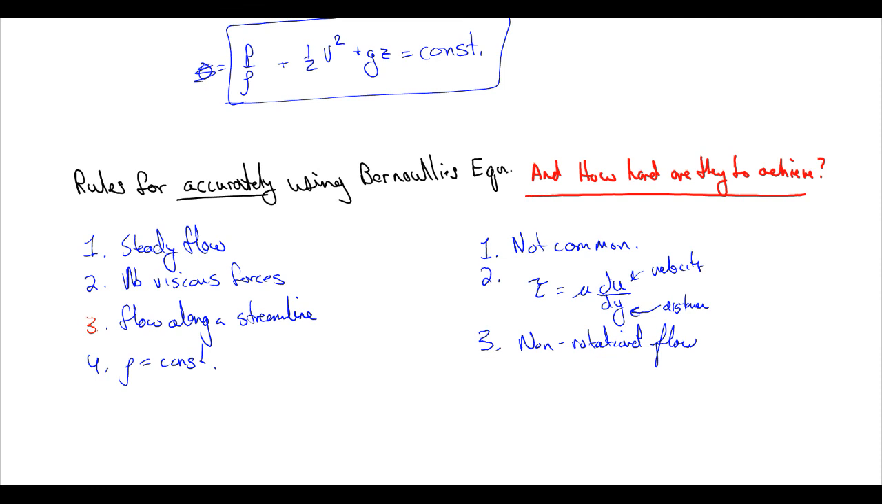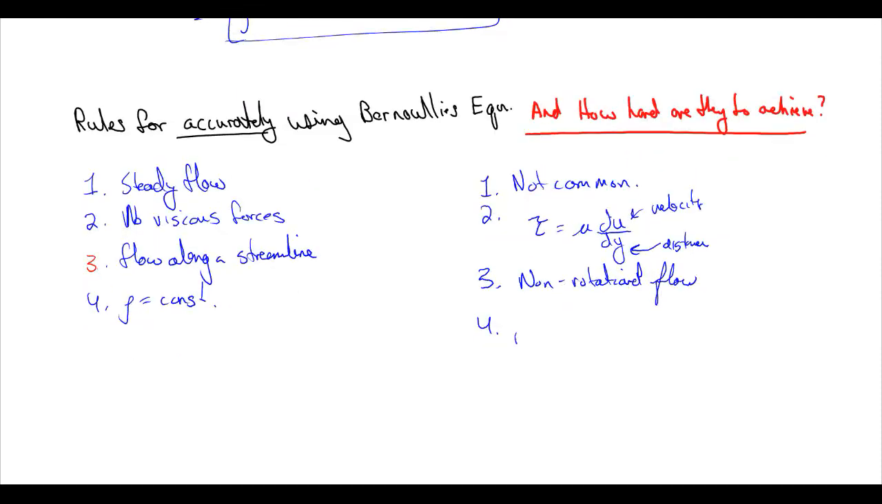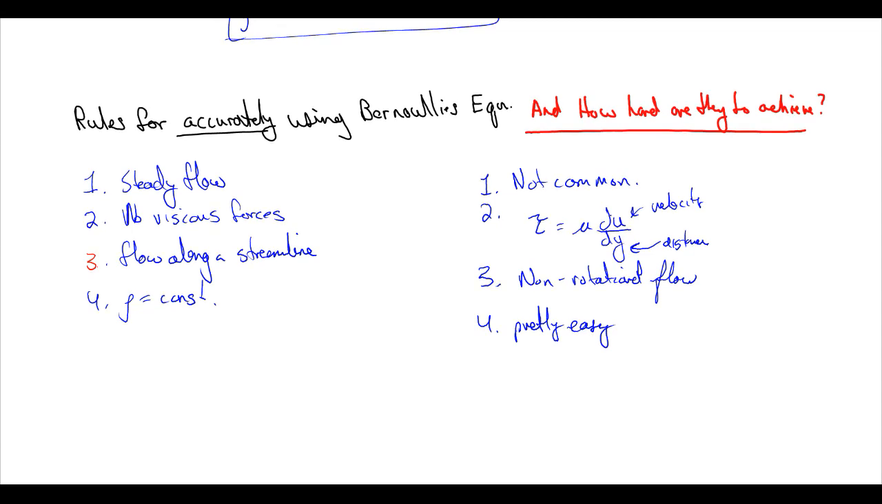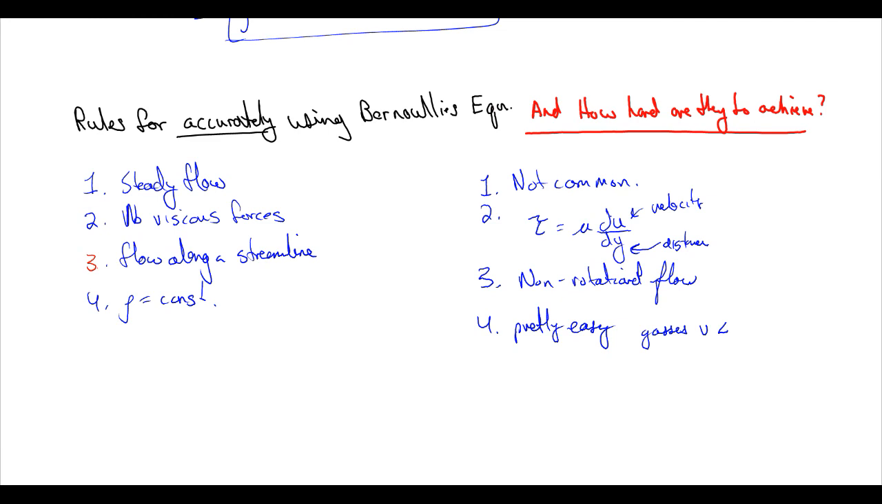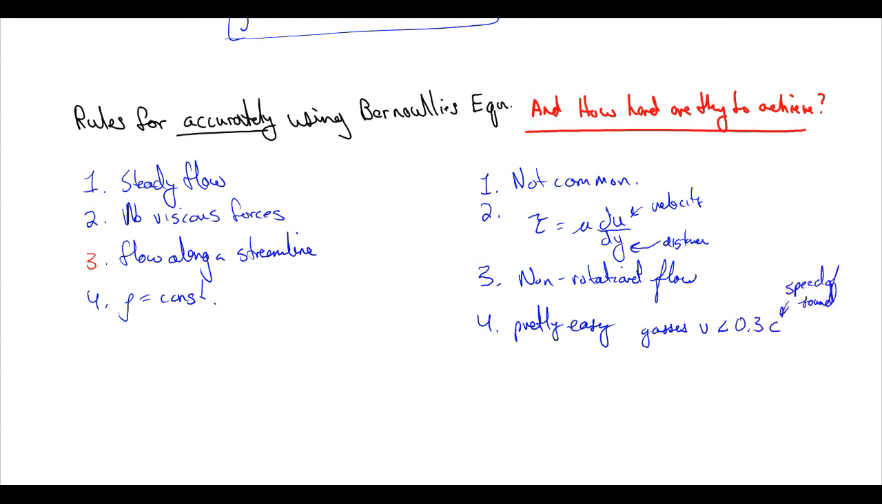Finally, number 4 is pretty easy. Water works pretty great. Gases work as long as your velocity is less than 0.3 times c, where c is the speed of sound. In air, that's something like 250 miles an hour. So for the most part, unless you're flying airplanes or working with some pretty fast-flowing liquids, you can assume density is a constant.